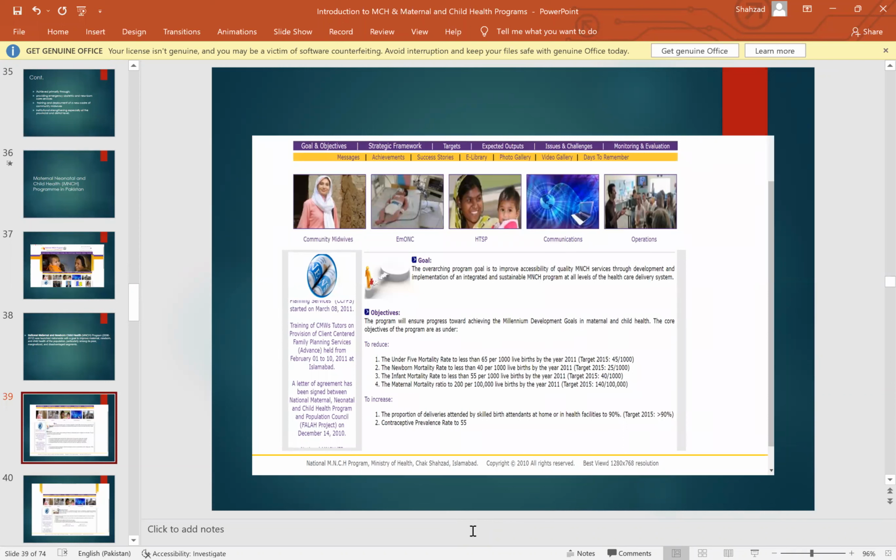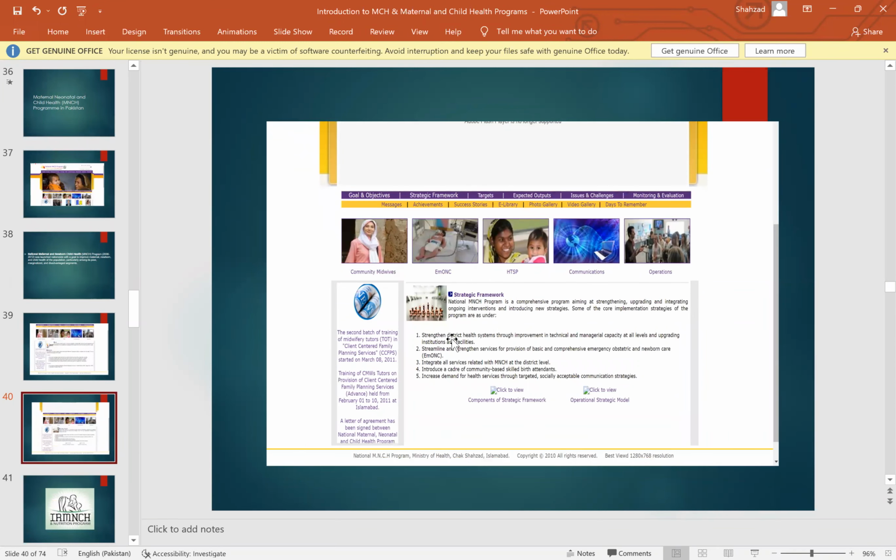The overarching program goal is to improve accessibility of quality MCH services through development and implementation of an integrated and sustainable MCH program at all levels of the healthcare delivery. It has certain objectives: to reduce mortalities and to increase skilled birth attendant deliveries and the contraceptive prevalence rate.